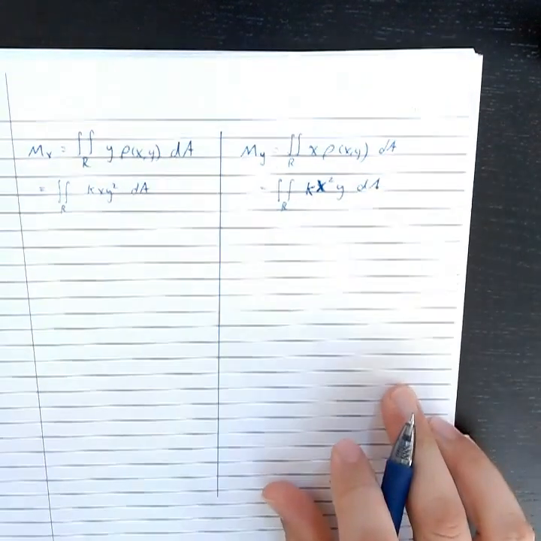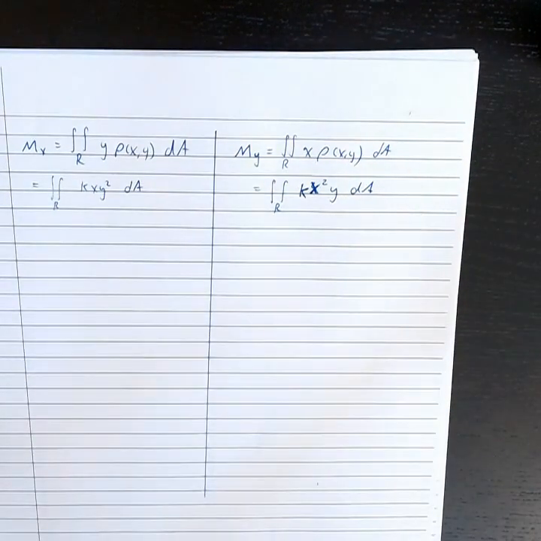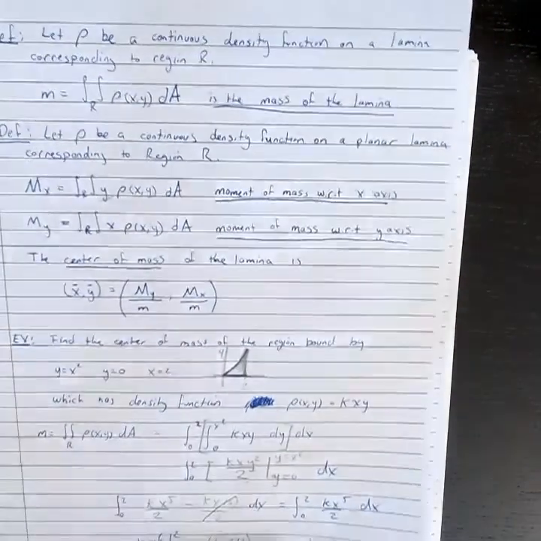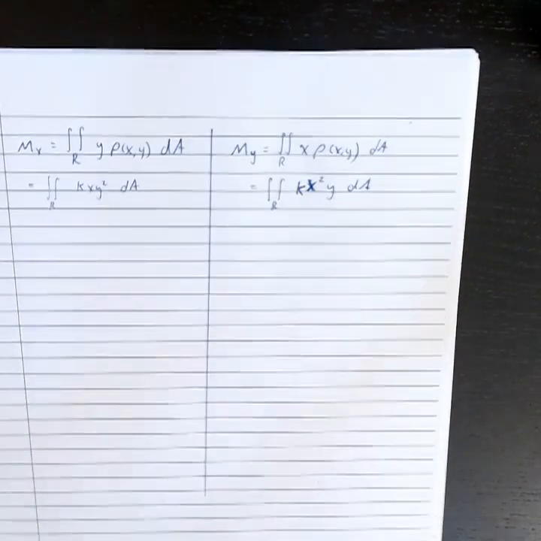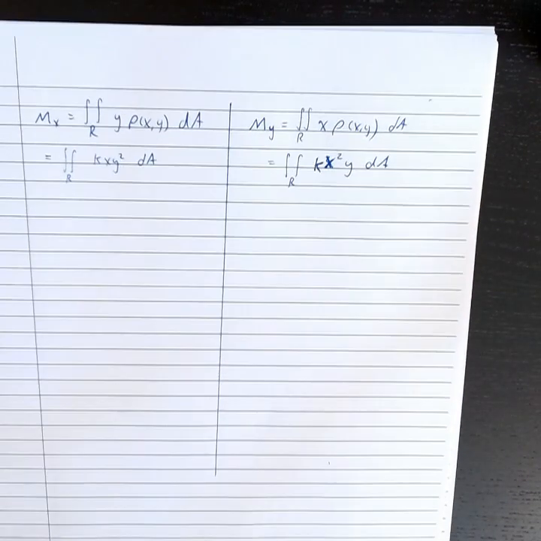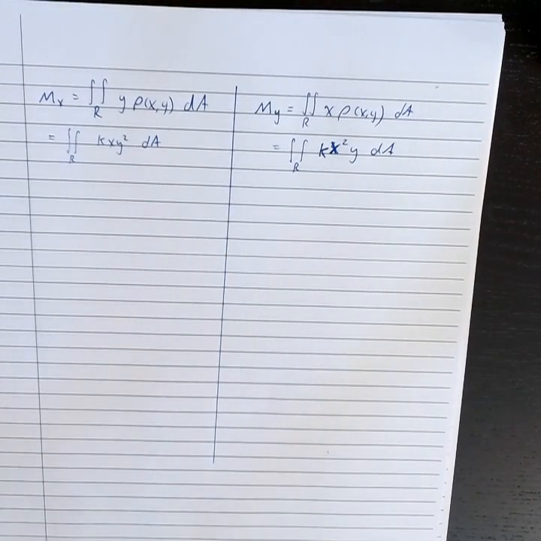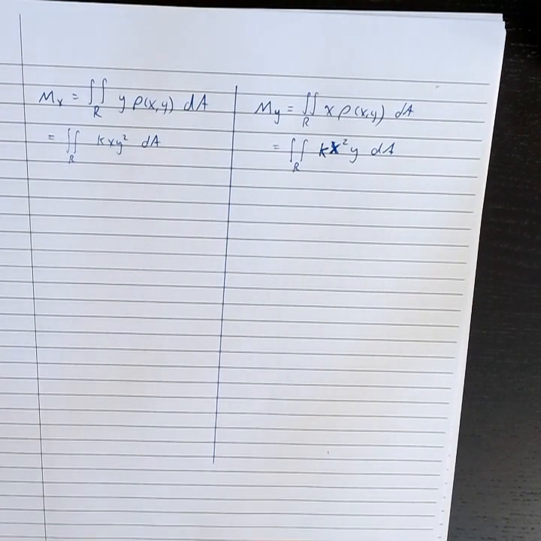At this point, you might want to pause the video and give these both a try. Remember, we still have our region R. It's still the region that we had before, this one here underneath the parabola. So you might want to give that a try, and when you've gotten to a place that you have an answer, unpause the video and we'll finish this off.